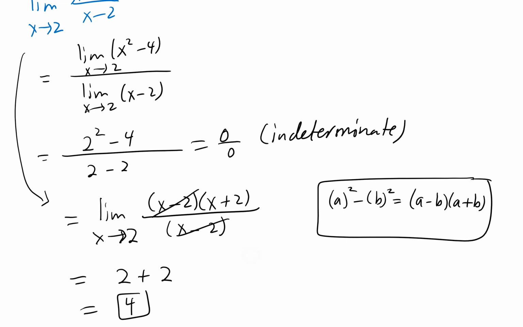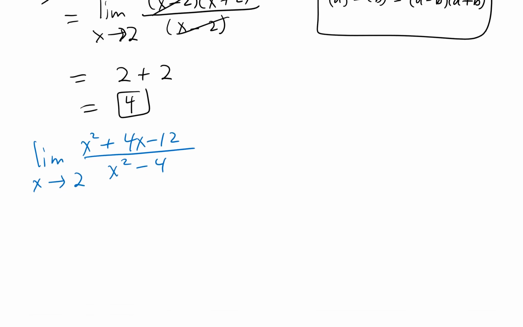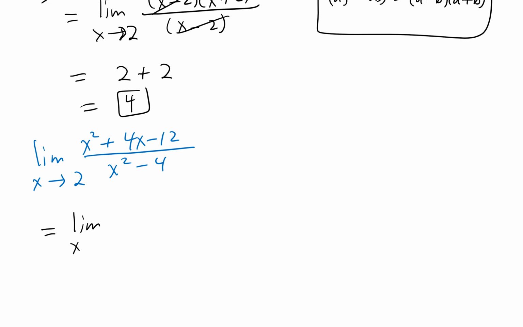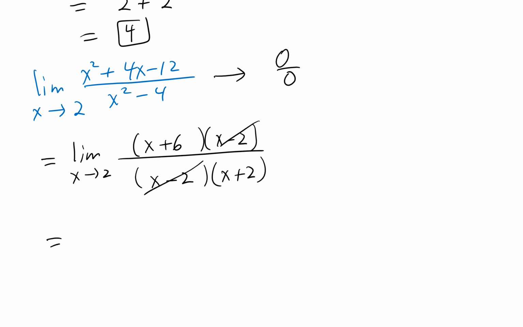We can look at another example. The limit of x squared plus 4x minus 12 over x squared minus 4 as x approaches 2. So how do we do that? If you pass the limit, you're going to get 0 over 0 again. We can factor the top and factor the bottom. The bottom is x minus 2 times x plus 2. On the top you get x plus 6 times x minus 2. These cancel out. So what does that give us? 2 plus 6 over 2 plus 2, which is 8 over 4, which is 2.